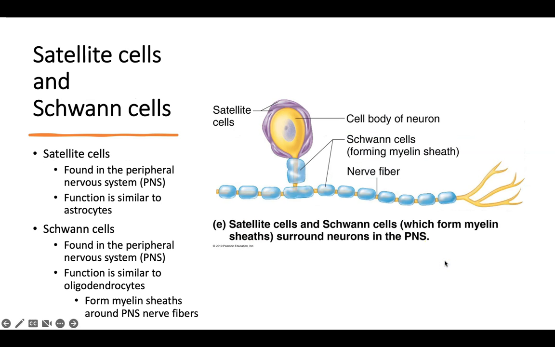Now we can look out in the peripheral nervous system, and we find these 2 cell types in the peripheral nervous system. These 2 glial cell types have very similar functions to cells we've already looked at. So for instance, these satellite cells are only found in the peripheral nervous system, but their functions are very similar to astrocytes, so support of neurons. Schwann cells, also only found in the PNS, have a function similar to oligodendrocytes. So these Schwann cells form myelin sheaths around the nerve fibers in the peripheral nervous system.